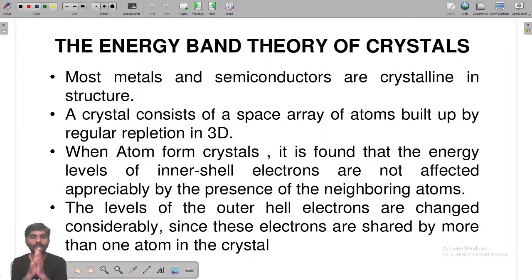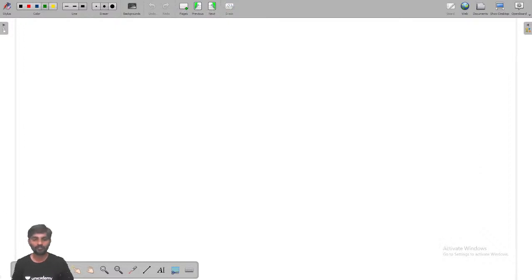Most metals and semiconductors are crystalline in structure. So, what do you mean by crystalline structures, sir? Crystalline structures look like this.